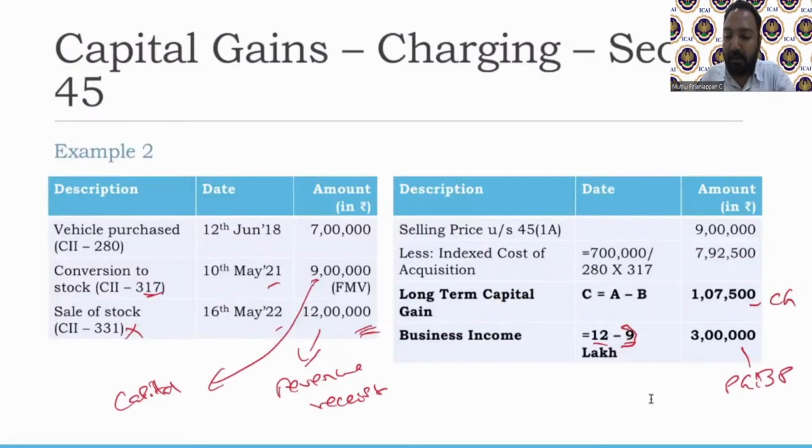Abdul, how do you calculate capital gain? Because a vehicle is a personal asset. If a vehicle is a personal asset, then it is not taxed. We are thinking that it is a business asset.